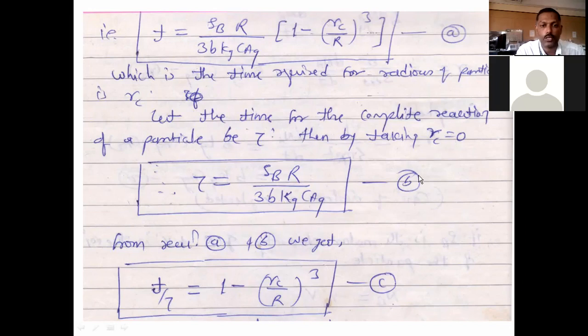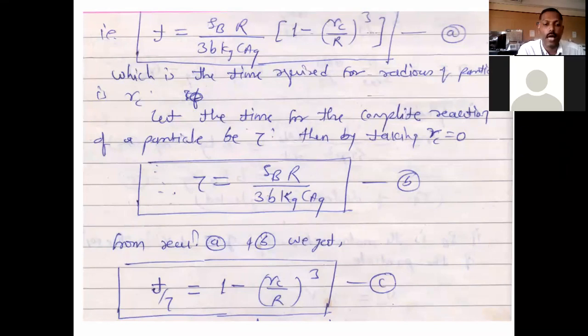So from equations A and B, we calculate the relations. First you calculate the size and time relation. Then take the ratio t upon tau, in which these two terms will cancel, and only 1 minus (R_c upon R)^3 remains. Equation C. This is the time and radius relation for gas film control of a spherical particle of unchanging size. So t upon tau is equal to 1 minus (R_c upon R)^3.